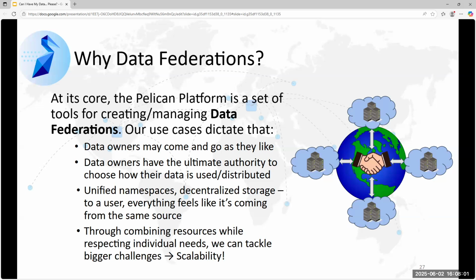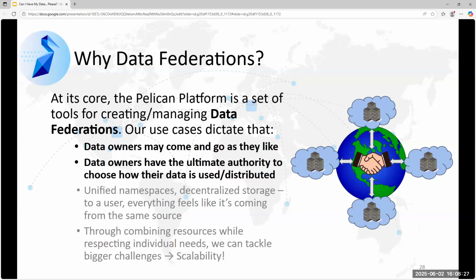By doing this in Pelican, we're able to provide unified namespaces across decentralized storage. And this is good because to our users, working with data through Pelican, everything feels like it's coming from the same source. You don't need to worry about whether the object store is S3 or POSIX, et cetera. It just feels like Pelican. And then finally, and really importantly in high throughput computing, by doing all of this, we are able to scale better than we would be able to do otherwise.